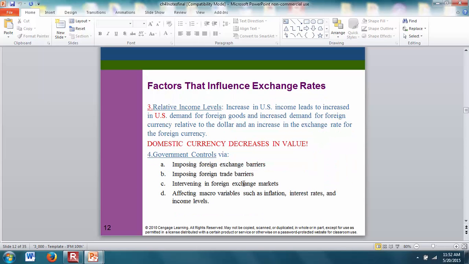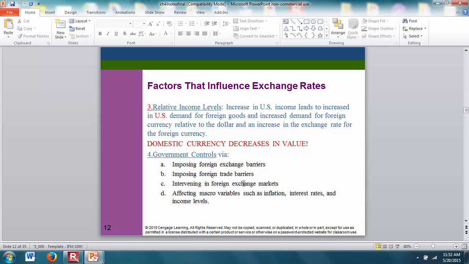Now the next one is the relative income levels. It's a little bit counterintuitive. What we are saying is that as the economy gets better and people have more money, chances are we want to buy more goods, and there's a very high chance we will be importing more from abroad. And in that case, we can expect the US dollar to decline in value.